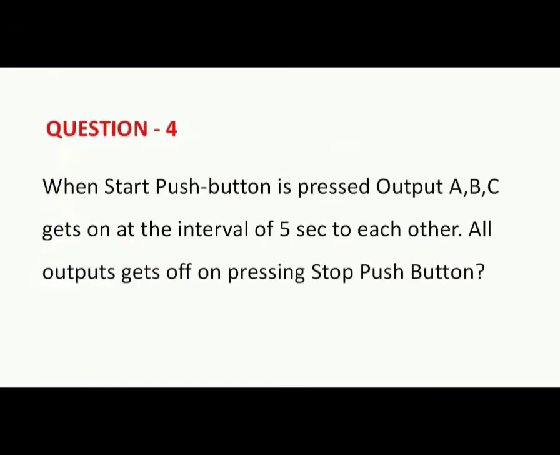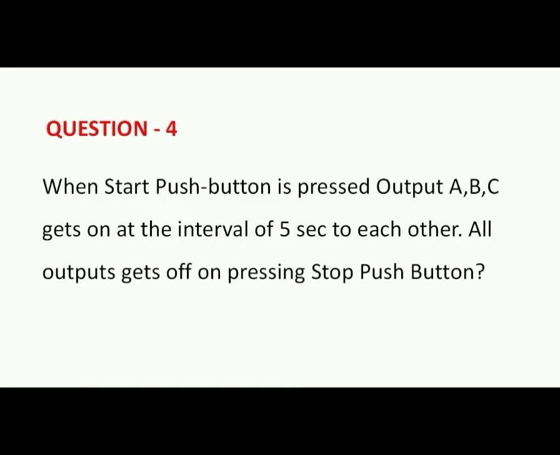Hello viewers, welcome again to this new PLC tutorial session. In this session, we'll continue with the examples of T-on timers, and this session will start with question number 4. You can see on the screen question number 4. When start push button is pressed, outputs A, B, C get on at an interval of 5 seconds to each other. All outputs get off on pressing the stop push button.